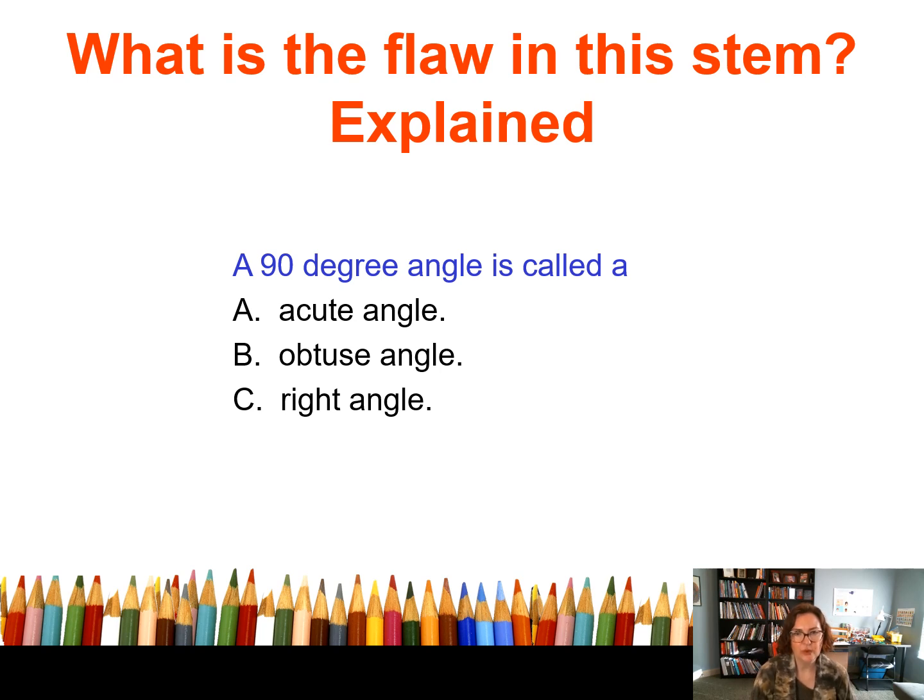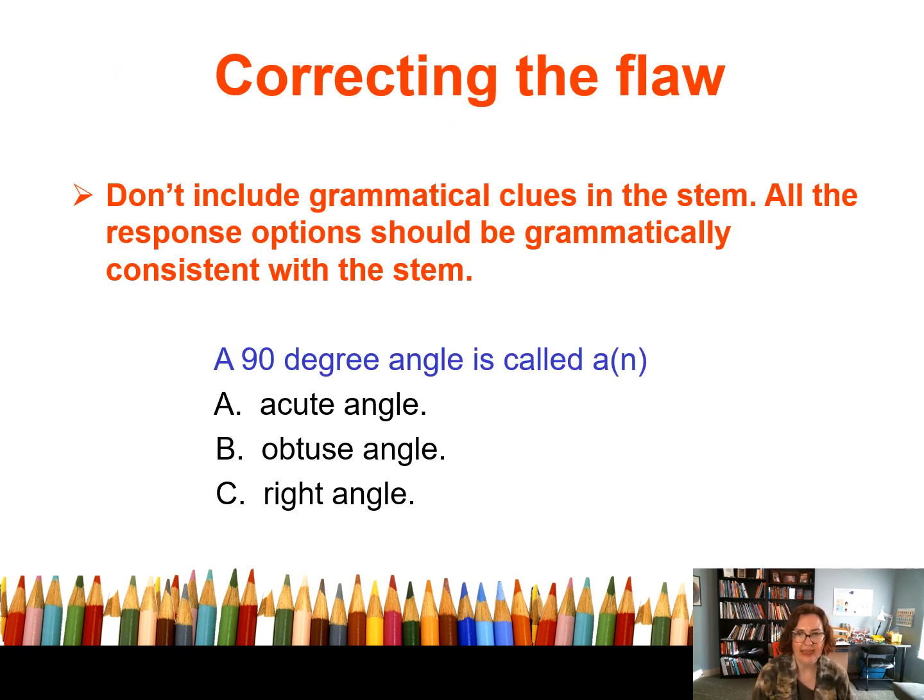When you look at this one, you can see that a 90-degree angle is called A. Well, there's only one answer that you could use the word A for. To fix that, you just make it A and parentheses N, so it could be A or an. Don't include grammatical clues in the STEM. All of the response options should be grammatically consistent with the STEM.